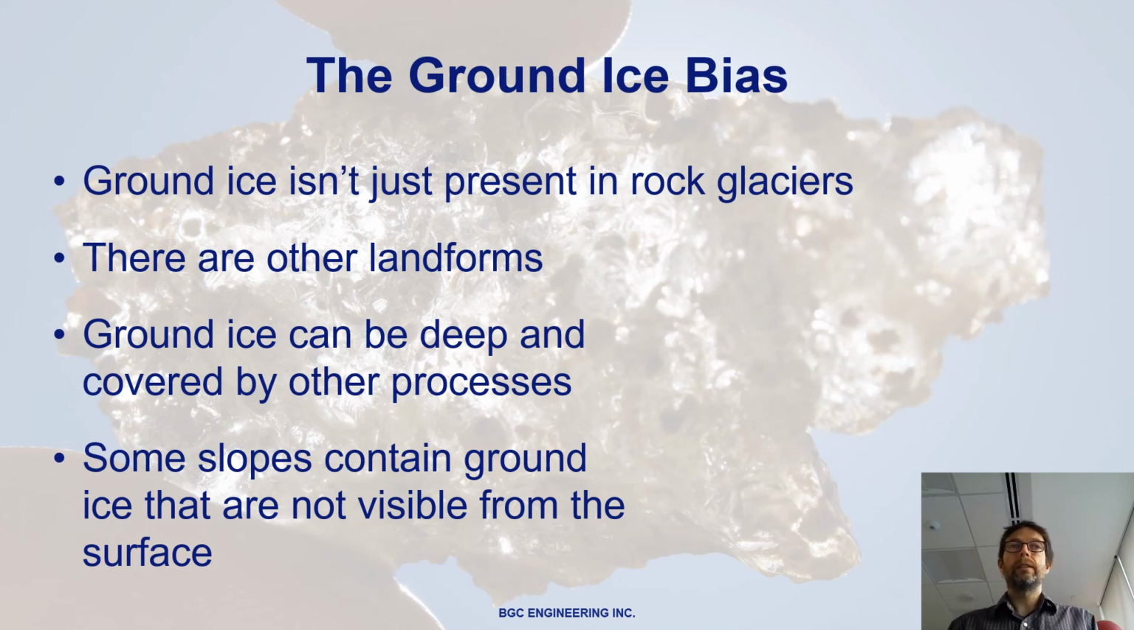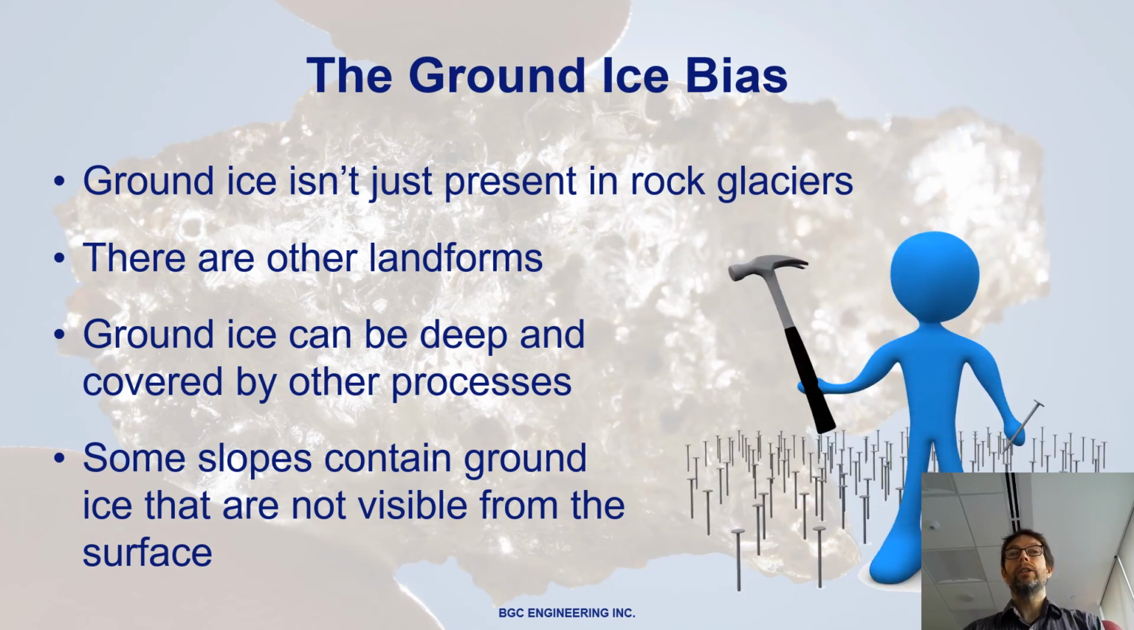So we've got to be careful, and it's also important to understand that ground ice is not just present in rock glaciers. So we should not just focus on rock glaciers when it comes to looking at the periglacial environment. As these pictures have shown, there are other landforms out there, and ground ice can be deep, can be buried, can be under talus. It's really important to understand that we should not just bias ourselves to think that ground ice is present in rock glaciers, and that in rock glaciers the ground ice content is high. It doesn't have to be. It can actually be very limited.